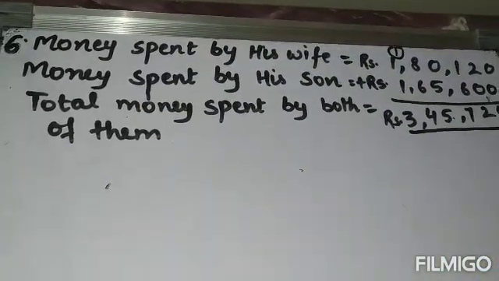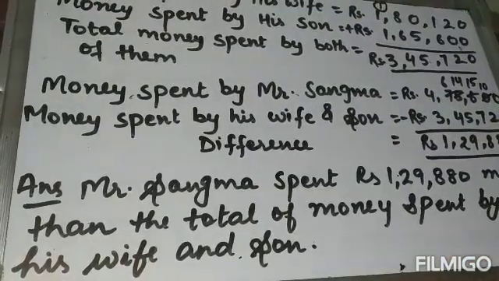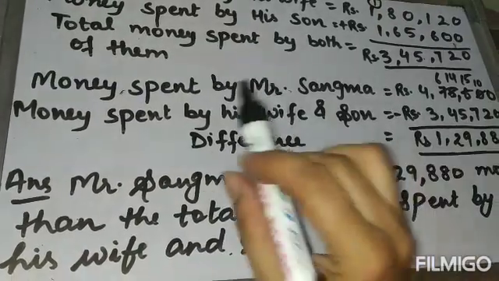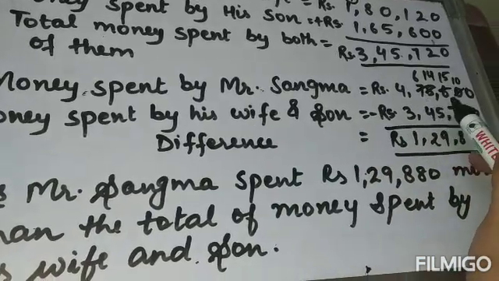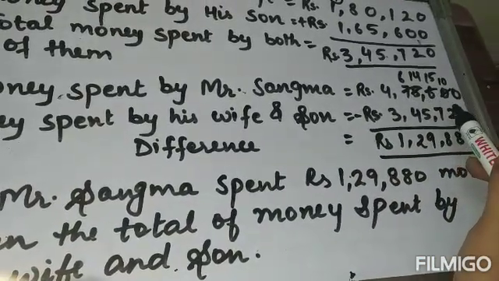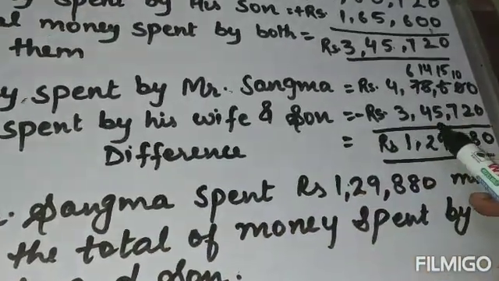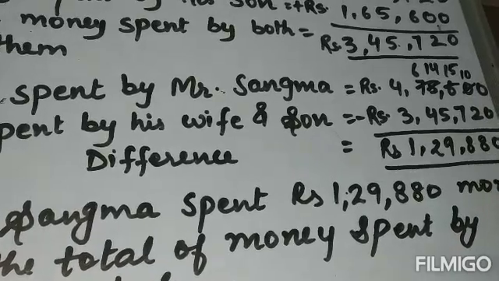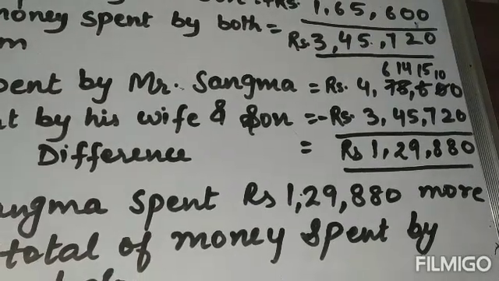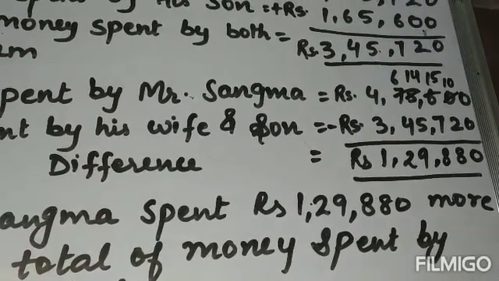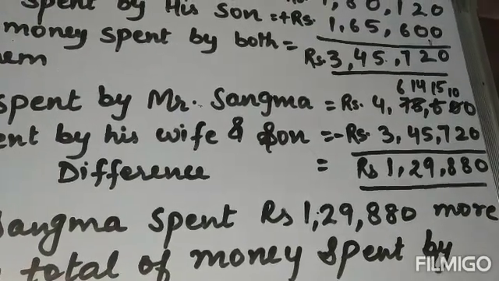Now we have to find how much more Mr. Sangma spent than both of them. So in the second step you will write money spent by Mr. Sangma is 4,75,600, and money spent by his wife and son is 3,45,720. So we have to find how much more Mr. Sangma spent than the total money spent by his wife and son. So we will subtract these two numbers.